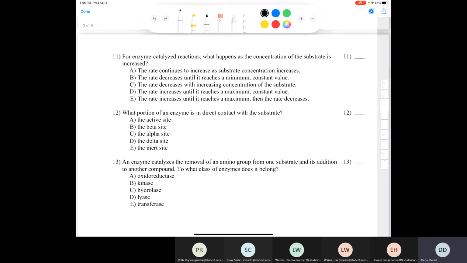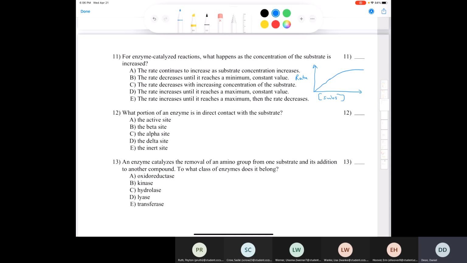Question 11, for enzyme catalyzed reactions, what happens as the concentration of substrate is increased? So we went over this quite a bit. I'm just going to review it with you here. We looked at a plot of the rate of a reaction versus the concentration of substrate, okay? And we said, well, initially, as you increase the concentration of substrate, the rate will increase relatively linearly, but then it's going to drop off and sort of plateau out like this, okay?